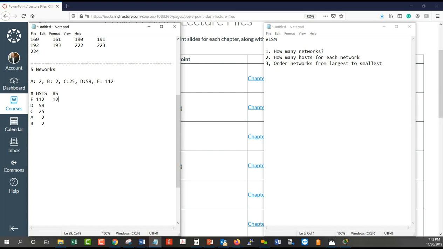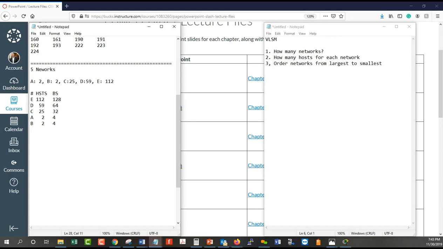So the block size that we need for here is 128. How about the block size for network D? How many do I need? Correct, 64. And the block size for C, 32. Okay, very good. And then 4 and 4, correct. Thank you, Sharon. Okay.